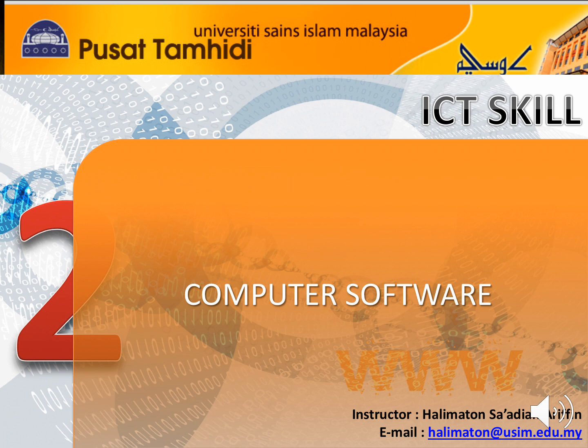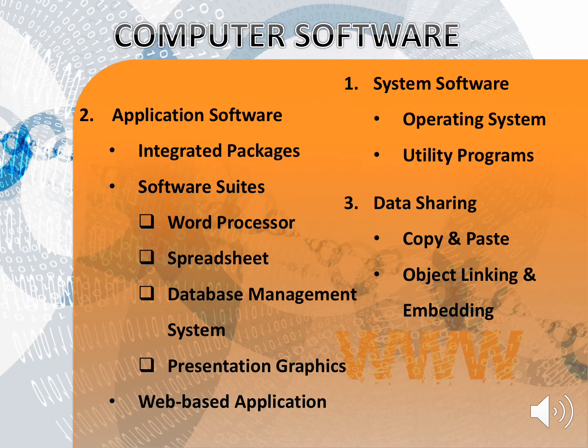So for now, I'm going to discuss in detail one part of the information system, which is the software. In this topic, I focus on two types of software, which is the system software and also the application software. And then we learn about how you share the data between the applications.